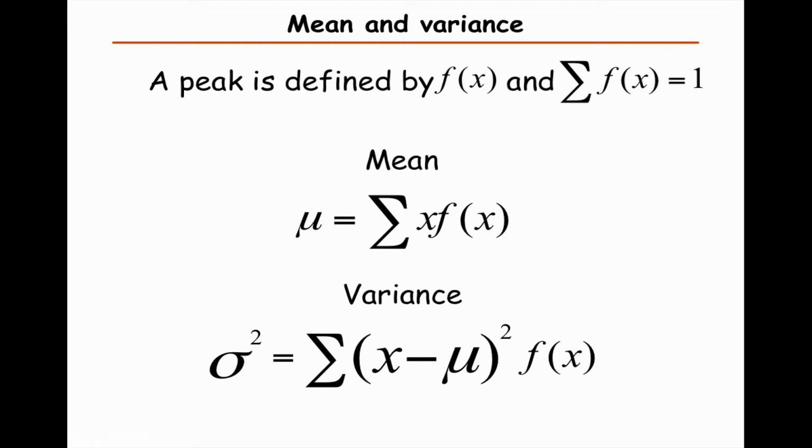If we look at first the mean and the variance, it's quite straightforward to define what that is. If f of x is our peak, and we normalize it so that if we sum over all the points of the peak, it's equal to 1, then we can easily define the mean as the weighted average of the points within the peak, and the variance is also easily defined.